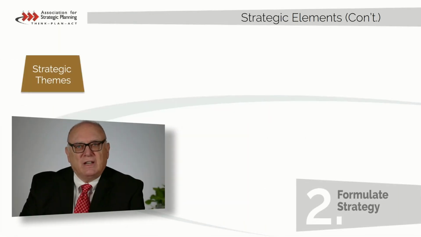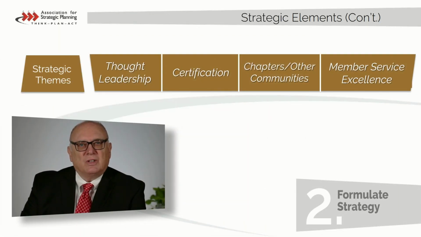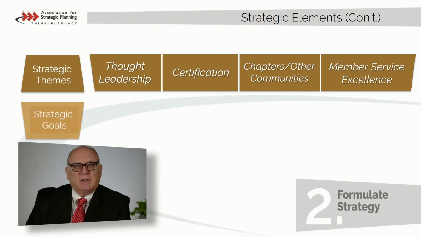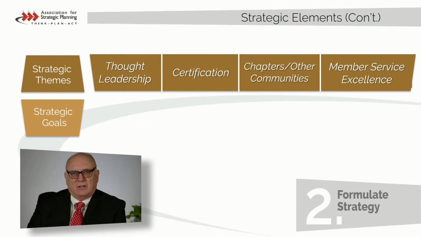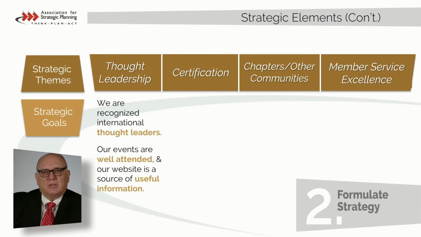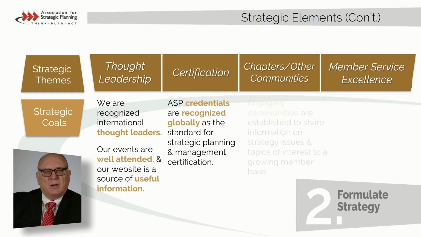Four strategic themes and associated strategic goals define the final strategy. These themes are number 1, thought leadership, number 2, certification, number 3, chapters and other communities, and number 4, member service excellence. Strategic goals, written in end outcome language, make the themes and goals actionable and provide a bridge to align supporting programs and initiatives.